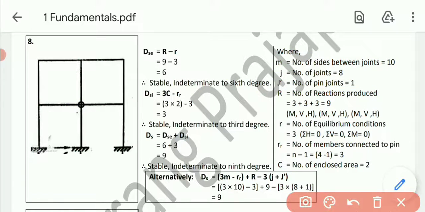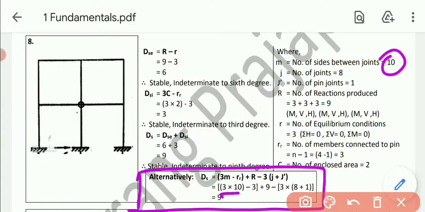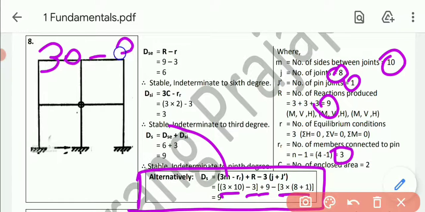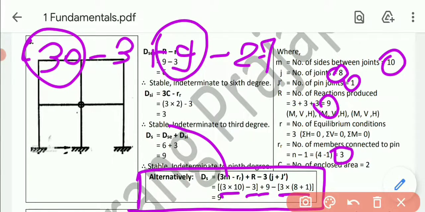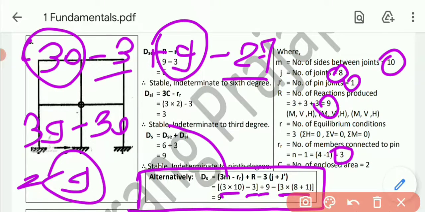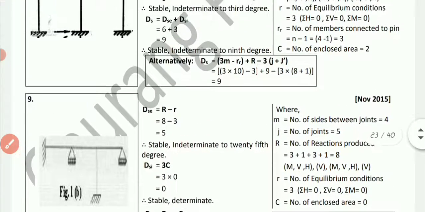Clear? So putting these values in the alternate equation: 3 times M, M stands for 10, minus RR, that is 3, plus capital R, that is 9, minus 3 times J plus J dash, that is 8 plus 1, 3 times. Simplifying, 3 times 10, 30, minus small r, that is 3, plus capital R, that is 9, minus 3 times 8 plus 1, 9, 3 times 9, that is 27. So 39 minus 3, 27, 30. So the answer comes 9, as we have already got. Okay. So these were the examples for practice.